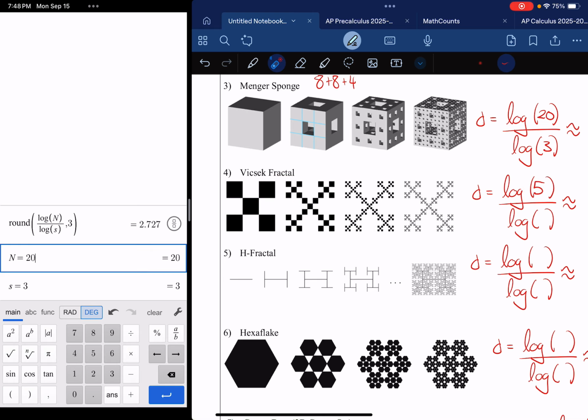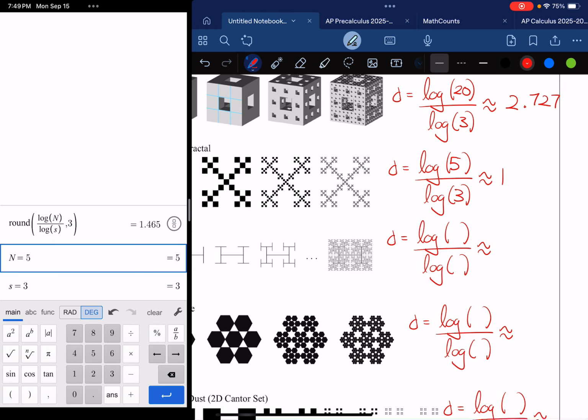And then how big are the pieces? Well, I originally had this length, and then I have this length. Notice that I have 3 of those pieces, so they're each 1/3 the size. Take the reciprocal, and you get 3. Log of 5 over log of 3. Let's see what dimension we're in. We're in the dimension of 1.465, which we guessed, right?